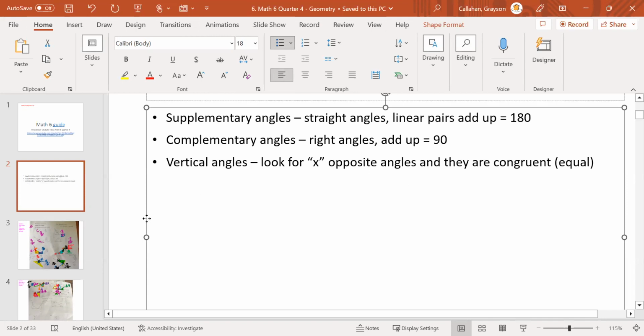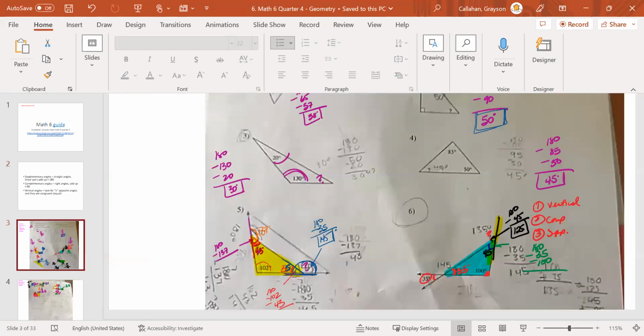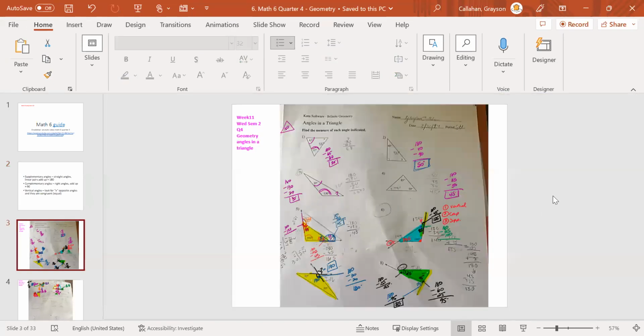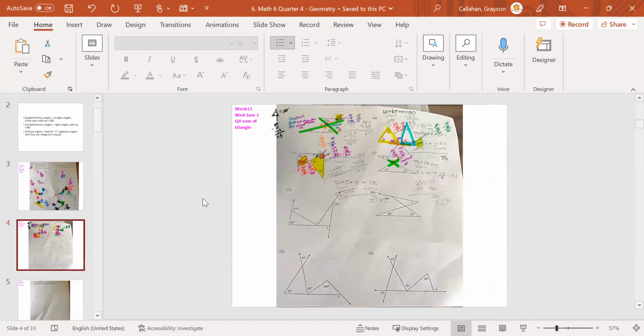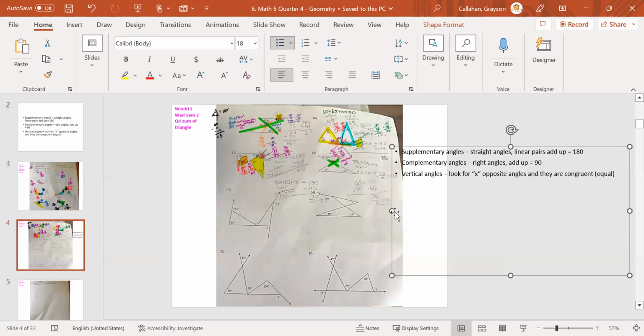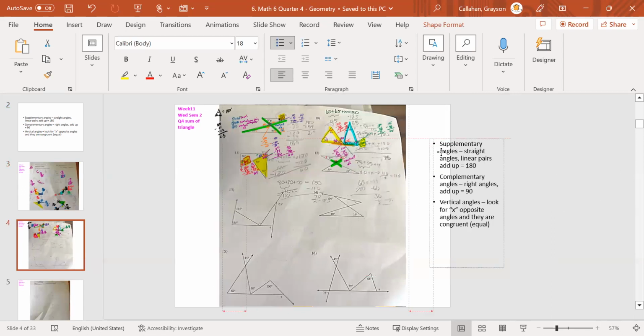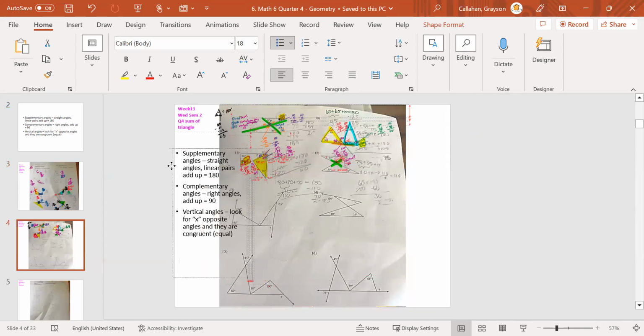I cannot have you tell me, when I talk about vertical angles, that they add up to 180 degrees. That is so wrong. There's only three choices, Grayson. Three choices. That is it. Those are your three choices. You understand? Do you understand?